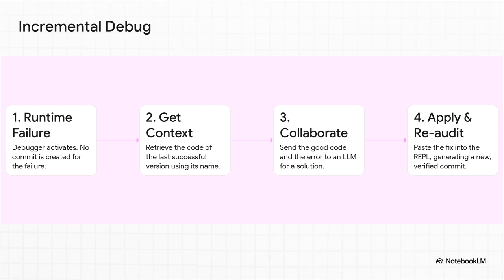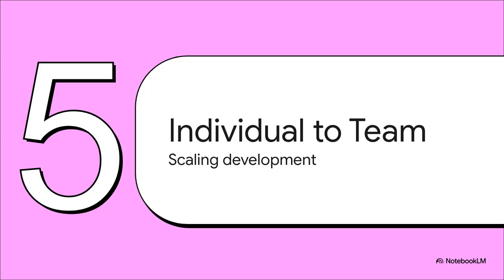You then take that working code and the error message, hand it to an LLM and say, fix this. The AI gives you a corrected version, you paste that back into the repo, and a new, successful commit is created. The history never even records the bug, only the verified solution. It's amazing.